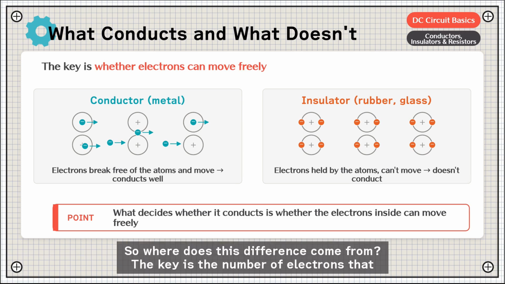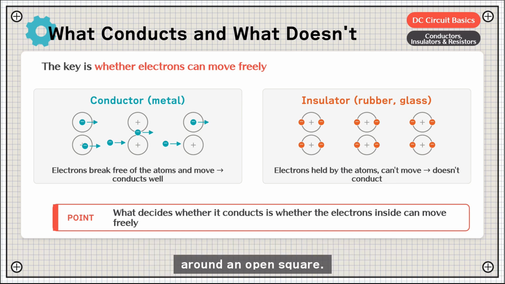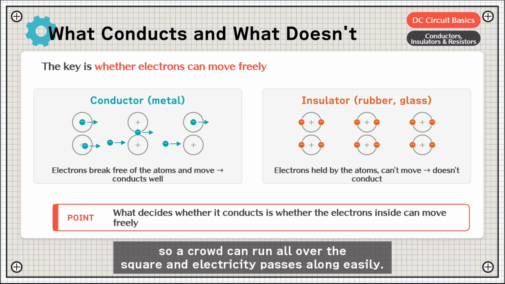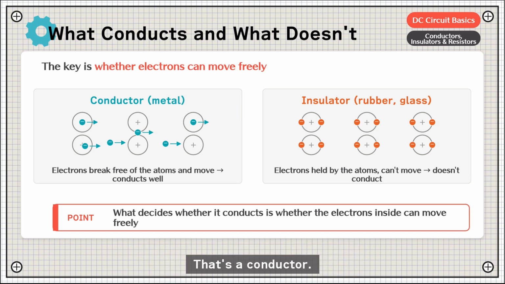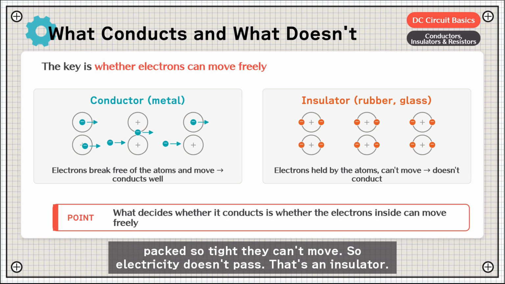So where does this difference come from? The key is the number of electrons that can move freely inside the material. Free electrons. Picture people who can run around an open square. Inside a metal there are many of these free-moving electrons. So a crowd can run all over the square and electricity passes along easily. That's a conductor. In rubber, by contrast, the electrons are held tightly by the atoms, packed so tight they can't move. So electricity doesn't pass.